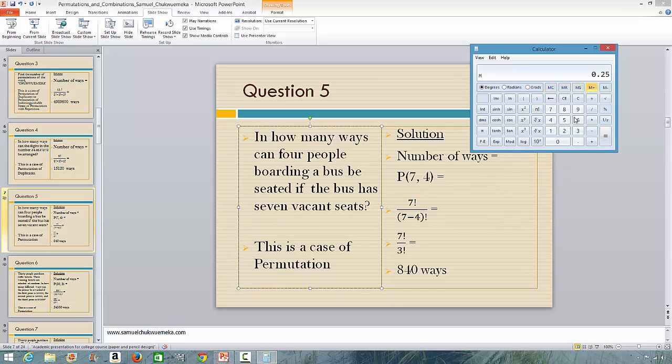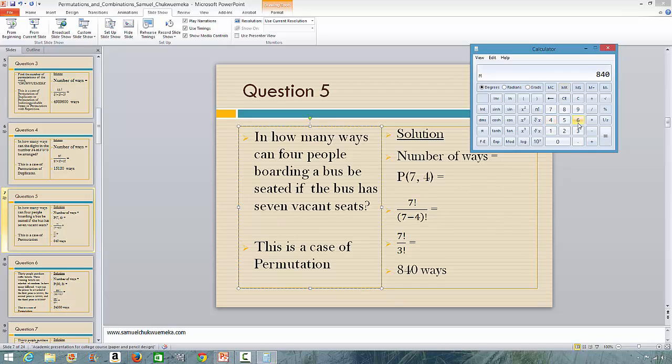Remove this, M plus. Okay, I think I messed up somewhere. Do 3 factorial. Okay, that gives you 6. Let me clear entries. 3 factorial, 6. You don't need to press equal to this 6. Remove memory, M plus. Then you now do 7 factorial, divided by recall memory, equal to 840 ways.